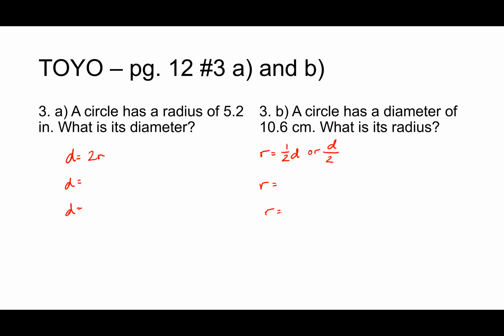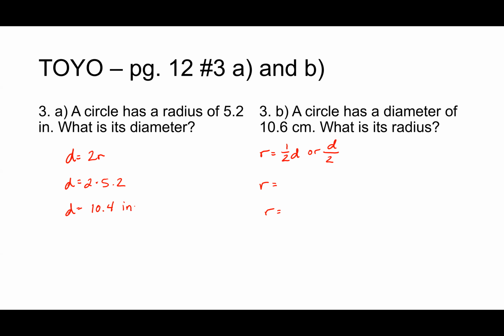Okay, what's my next line of work on 3A? Filling in the variable. Elijah? Nice job. 2 times 5.2. What is the answer on 3A? Kendall? Nice job. 10.4 what? Okay. A circle has a radius of, okay, there you go. Okay, good. That's our answer.